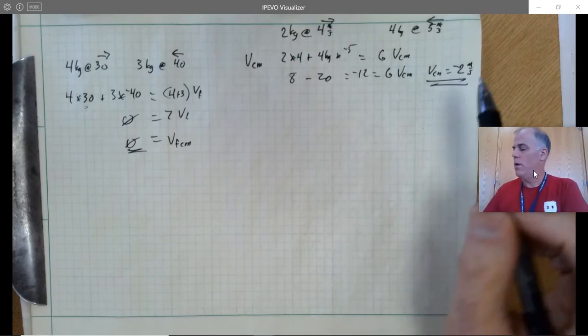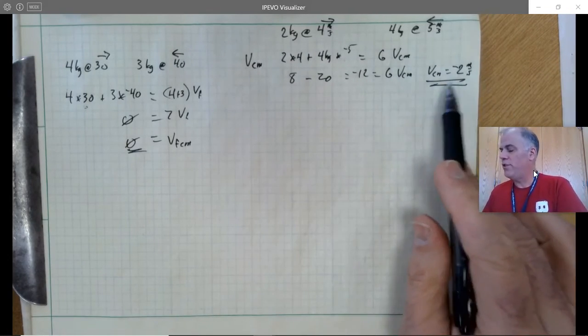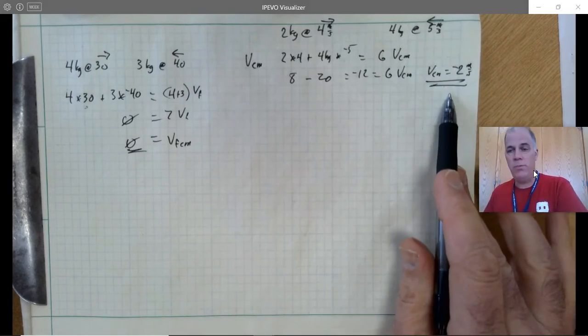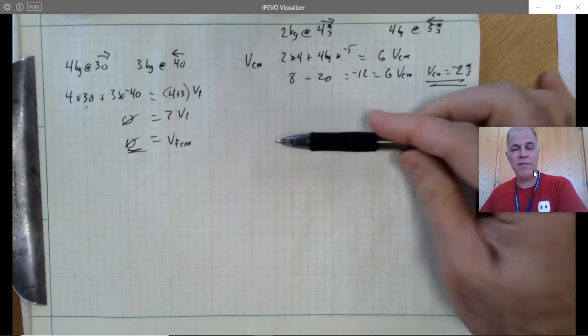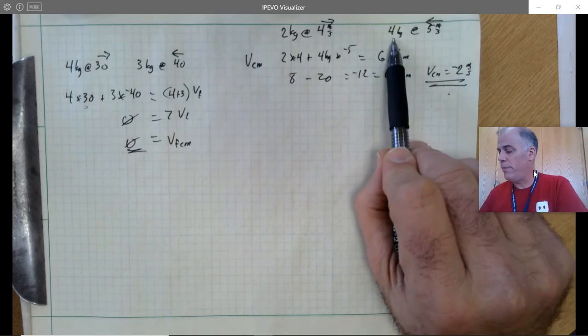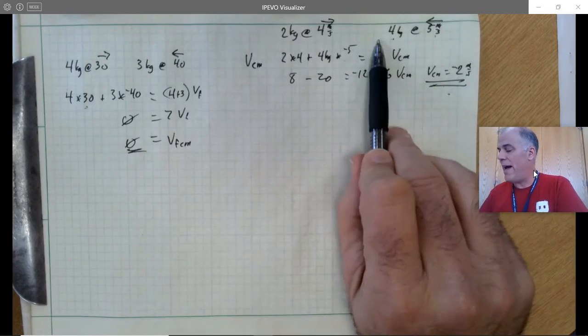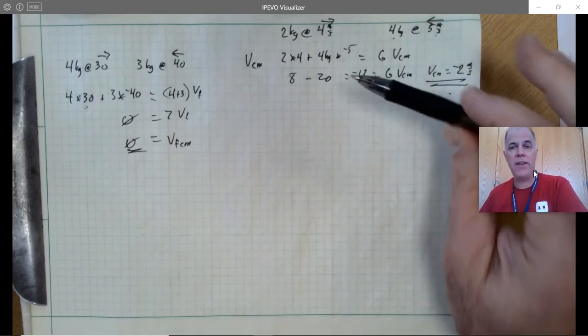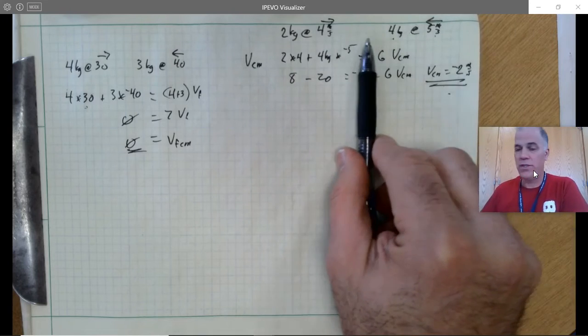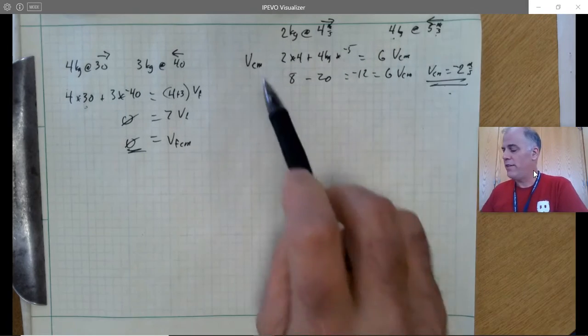Okay? We figured out that the speed of the center of mass of this system is 2 meters per second, and it's moving to the left. That kind of makes sense. This is a bigger object, and it's moving faster, so it makes sense that it would dominate, and the center of mass of the whole system is going to be tracking to the left. So that's the first step.